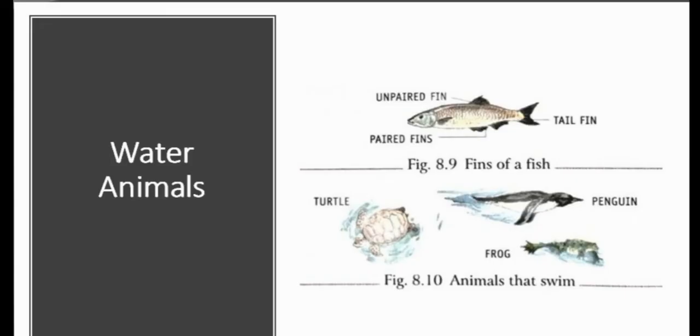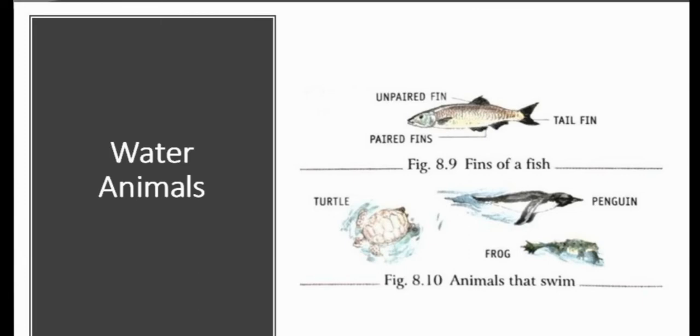Now, water animals. Fish have fins for swimming. The two paired fins are used to move forward, and the unpaired fins maintain balance, and the tail fin helps to change the direction of the movement. And turtles have four paddle-like limbs to push water back to swim.